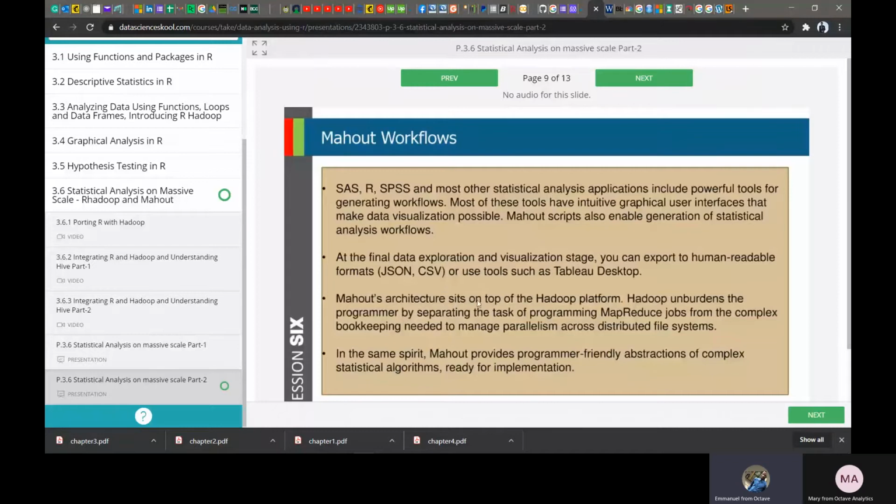So the architecture sits on top of the Hadoop platform, which we have seen. Hadoop helps the programmer by separating the task of programming MapReduce jobs from complex bookkeeping. So it provides programmer-friendly abstractions of complex statistical algorithms ready for implementation. So what do we mean? We already have statistical algorithms that will do this computation.